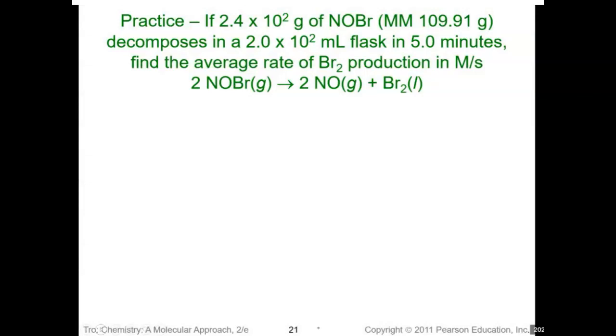Okay. So I want you to try this one, and then we're going to go over this together. This is going to be a little tricky, so try and see if you can figure out this one. So they're giving us grams of NOBr, and of course we'll give you the molar mass now, giving you a volume and a time. We want to know the average rate of Br, and again, molarities per second. So we're looking for the average rate of this. So I'm going to give you a minute to try and start this, and then we're going to go over it.